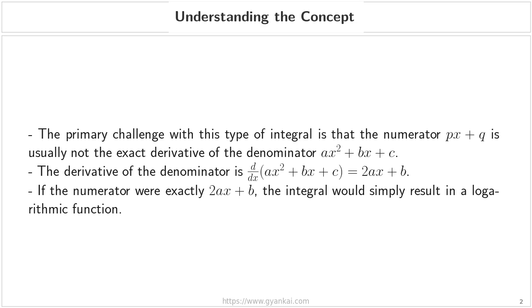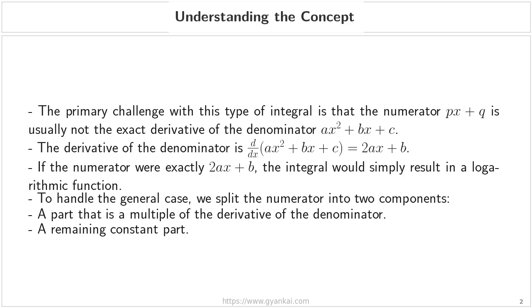So, if our numerator was exactly 2x plus b, then the integral would be a straightforward application of the rule that the integral of f prime of x over f of x is simply the natural logarithm of the absolute value of f of x, plus our constant of integration. But as we know, that's not always the case. That's why we need a strategy.